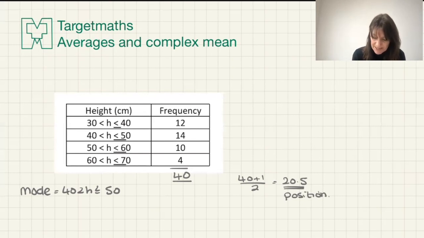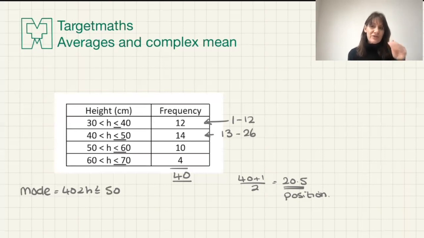So now when I go back to my table, this first row holds 12 numbers. So it holds the first number, the second, the third, the fourth, all the way to the 12th number, which means this row here starts with the 13th number. Okay, and then it's got another 14. So I just add the 12 and the 14, which is 26. And that helps me work out that the second row starts with the 13th number and it keeps going until it gets to the 26th number.